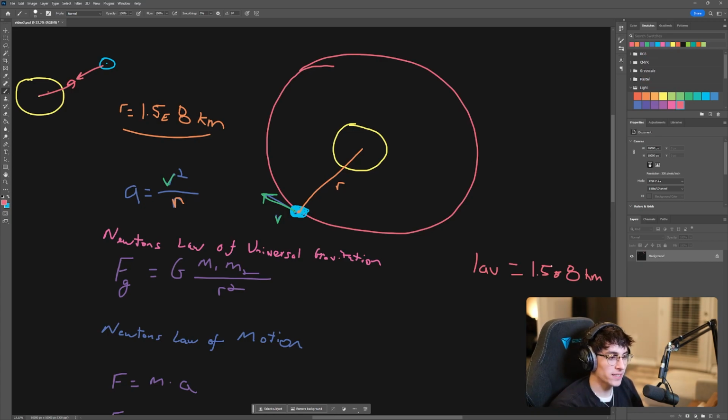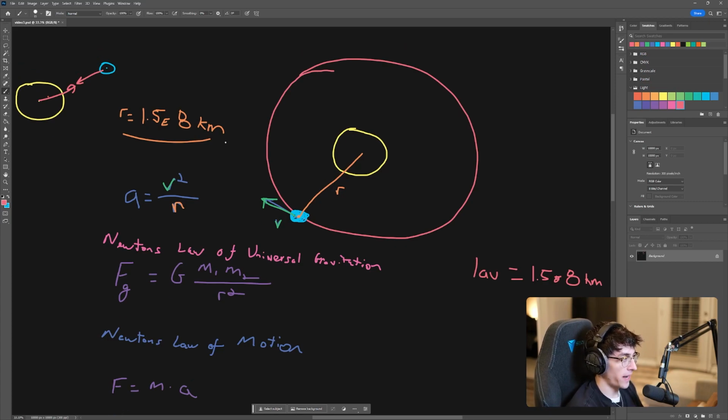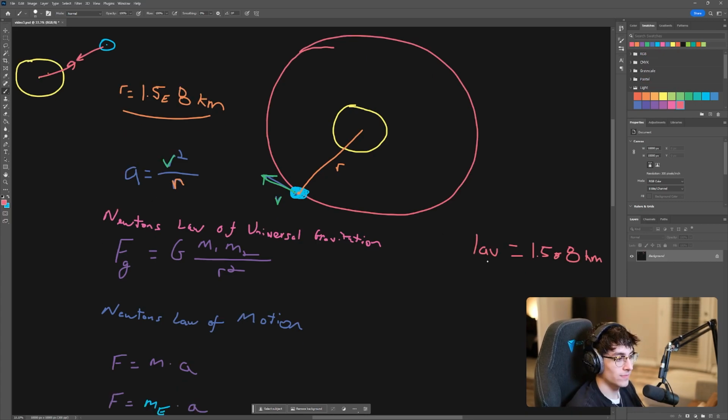Okay, but anyways, back to calculating the speed of Earth in orbit. So we know r now. R equals 1.5 times 10 to the 8th kilometers, or 1 astronomical unit, 1 AU. See how much better that is? And if we pretend Earth follows this perfect circular orbit, then the distance from Earth to the sun is simply the radius of this circle, of this orbit that we talked about.